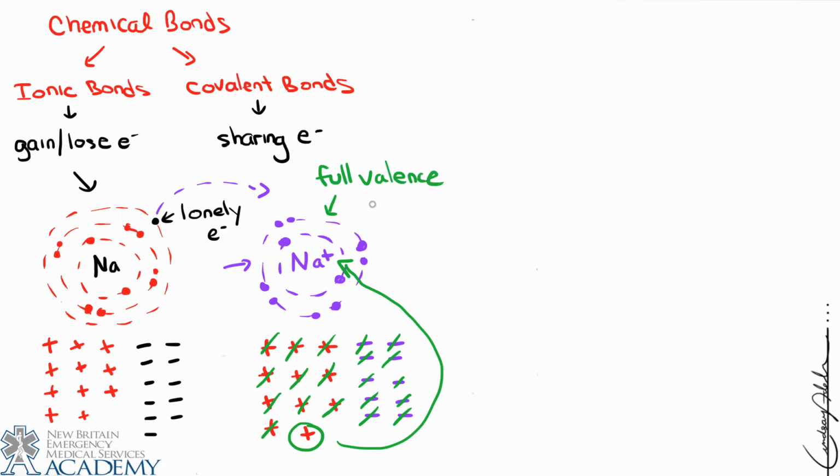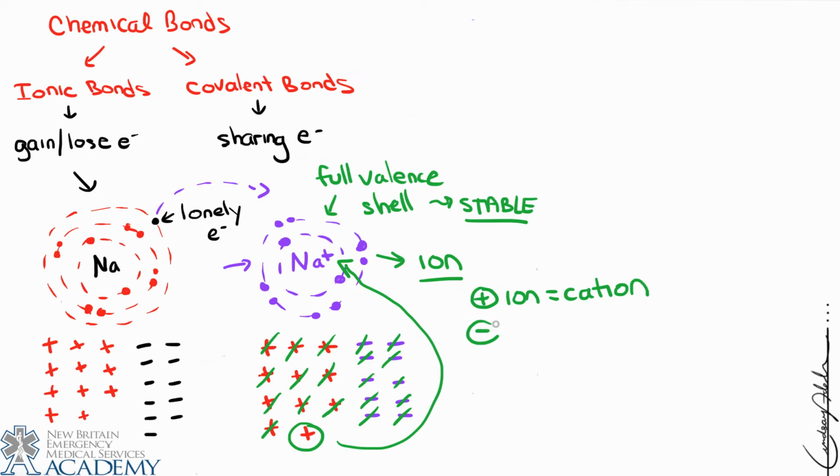This particular sodium ion has a full valence shell, so it's considered stable. It's much happier than it was with the lonely electron. And because it's positively charged, any positive ion is considered a cation. If it was a negative ion, we would call it an anion. So this is 1 cation, or an ion of sodium.